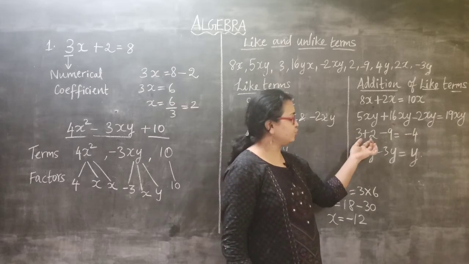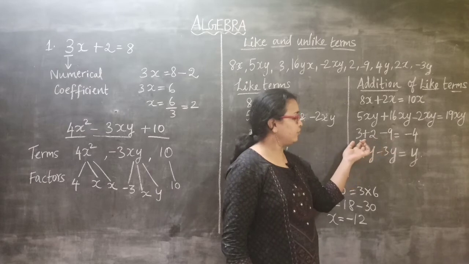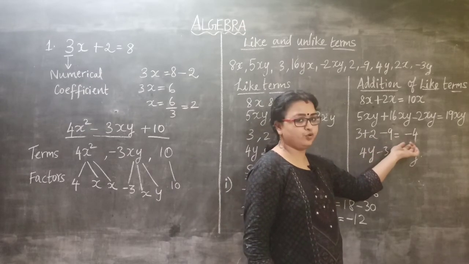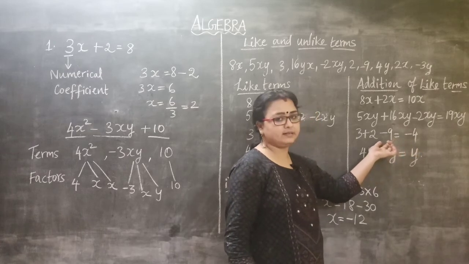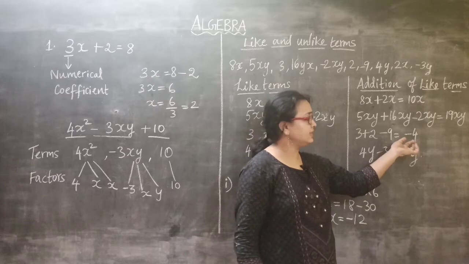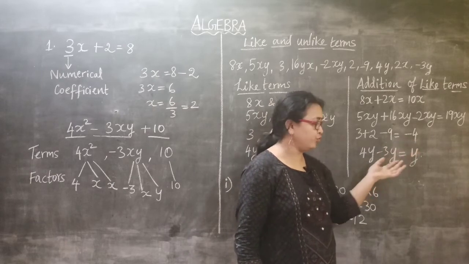Next I am adding up the constants. 3 plus 2 minus 9. So 3 plus 2 is 5. 5 minus 9 is minus 4 because 9 is the greater number, which has a negative symbol. So the answer will come along with a negative symbol, which is minus 4.